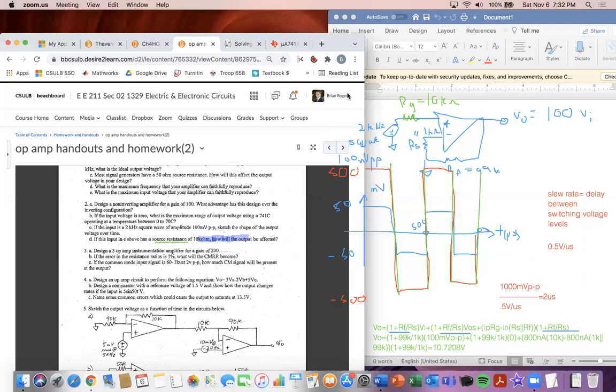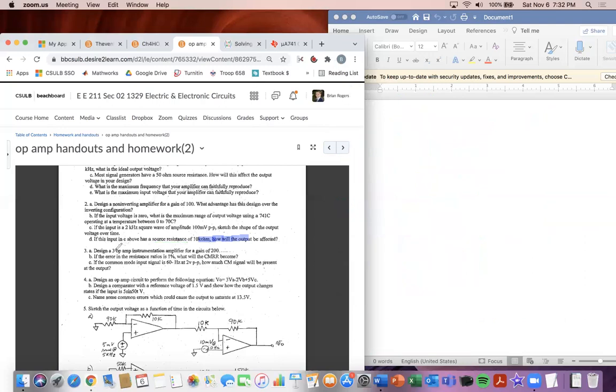Let's do number 3, which is design a 3 op amp instrumentation amplifier for a gain of 200. Okay, this one is that one with the common mode rejection ratio, which is a good topic to cover because that one is weird. Common mode rejection ratio refers to, like, if I'm talking to you guys and there's a radio playing in the background, how much is that radio going to get amplified out to you guys instead of my voice? So we want to reduce that noise. So that's where we use a 3 op amp instrumentation amplifier.